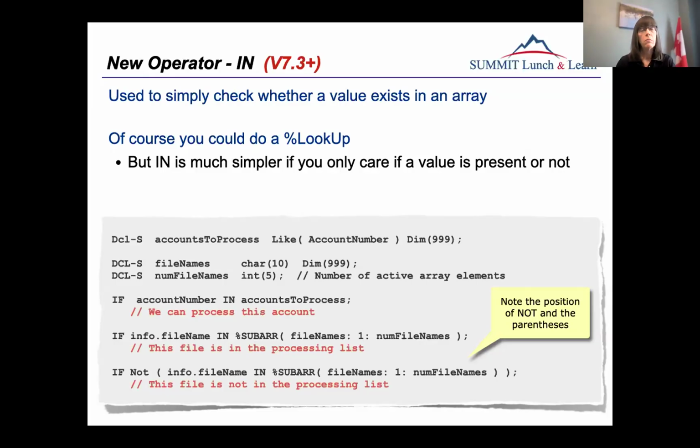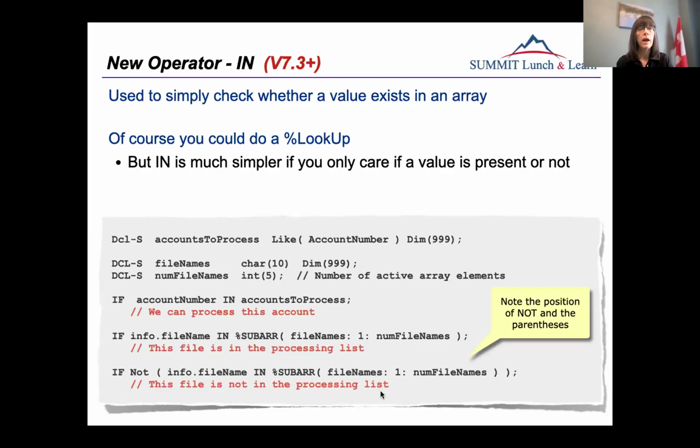Of course, you could always do a lookup, and you'll need to do a lookup if you need to do something else with that value, if you need to know which one it was or what its value is. But for simple things like this, if the account number is in the accounts to process, I'm assuming there's an array out there with all those values populated, you can do the subarray thing that we talked about before in this case as well.